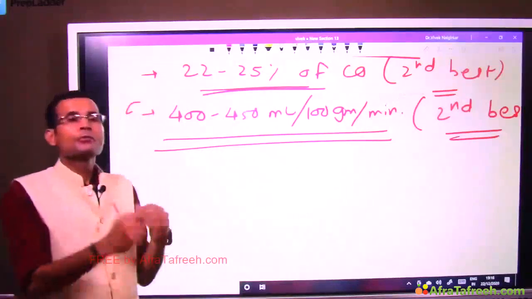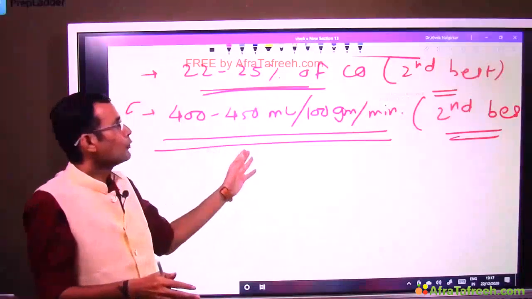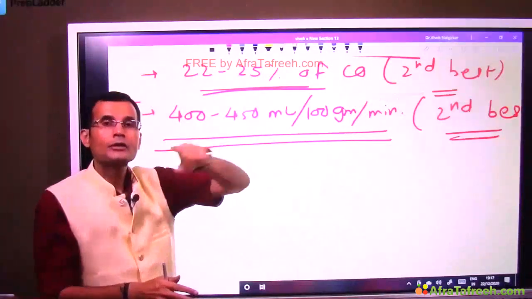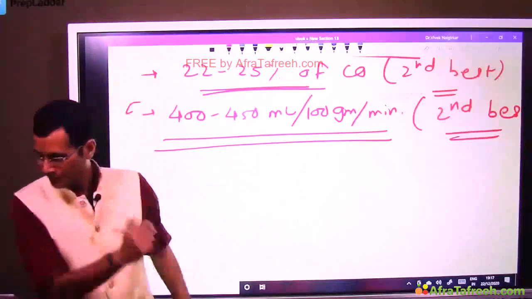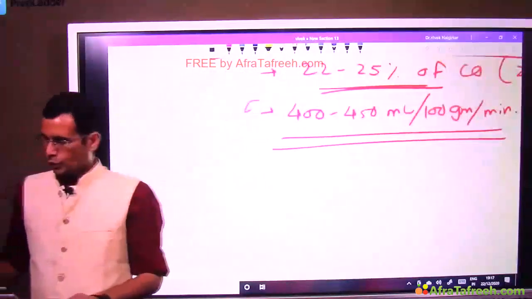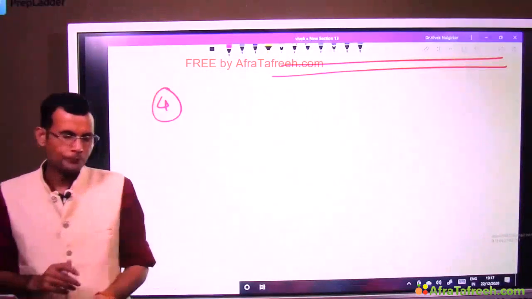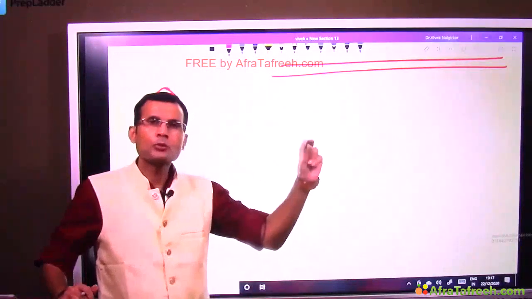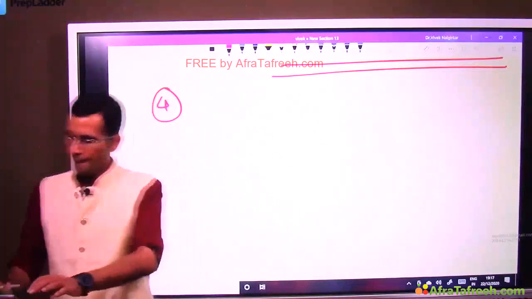But if they ask you which organ receives maximum amount of blood flow per 100 gram per minute? Organ, kidney. Tissue, carotid body. Okay, but anyways, the point was very high blood flow, among the top two in the body. Next point.